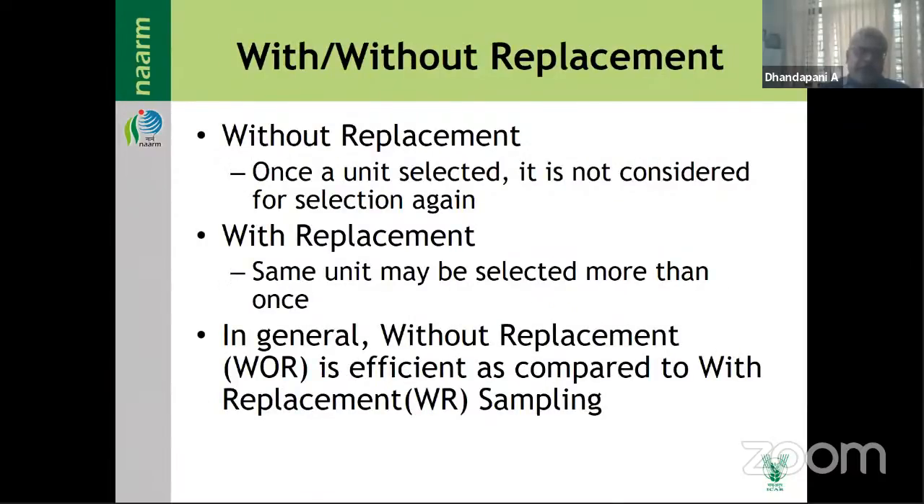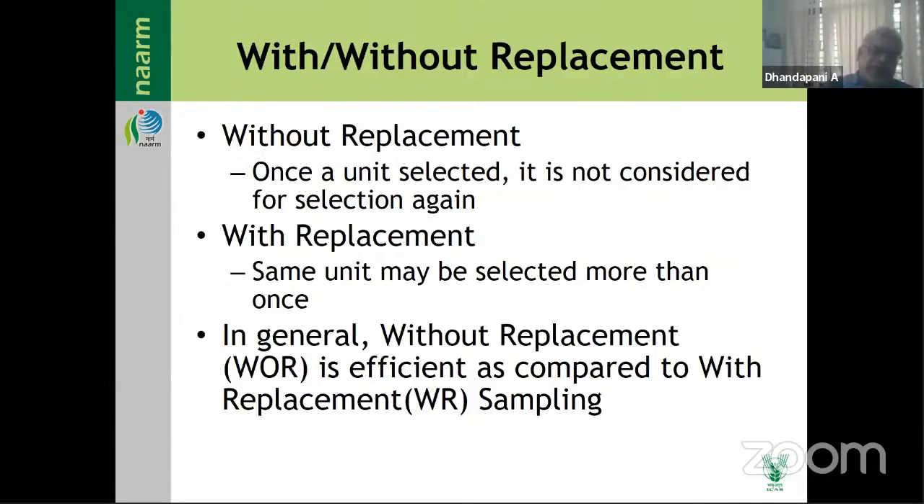Now, one issue comes, I was telling you about with and without replacement. Without replacement means once a unit is selected, it is not considered for selection again. On the other hand, with replacement, the same unit may be selected more than once. In any typical survey, we use without replacement because we don't want to collect information from a unit from where we have already collected it. Also, from a statistical point of view, without replacement is better or more efficient as compared to with replacement.